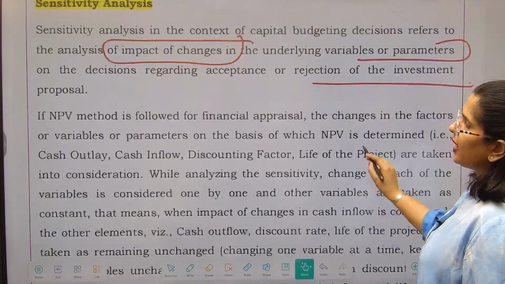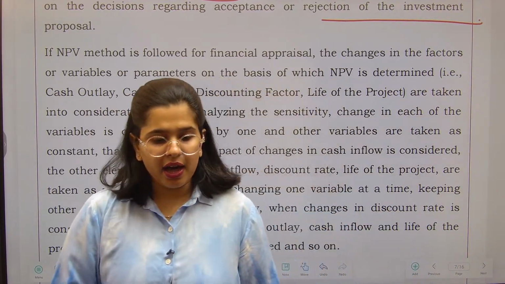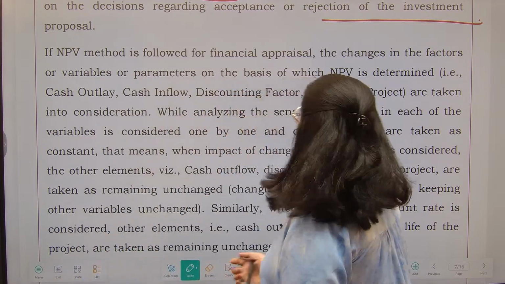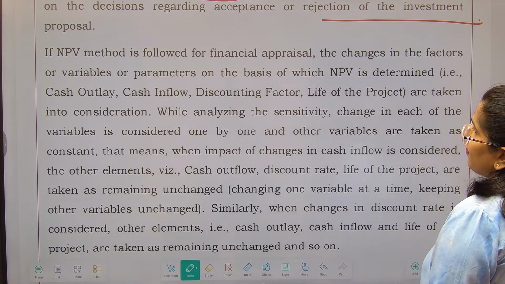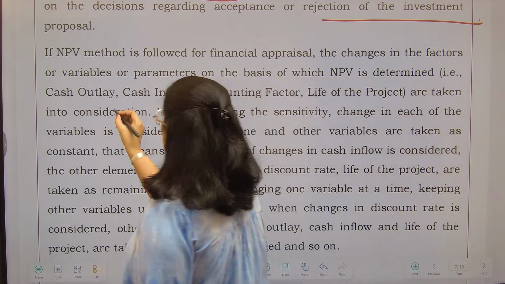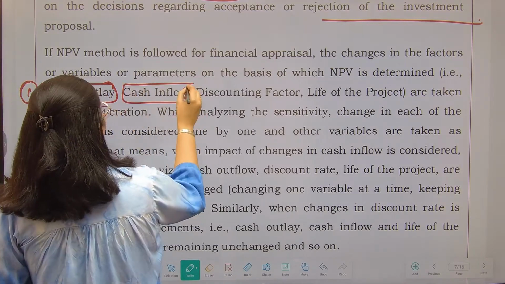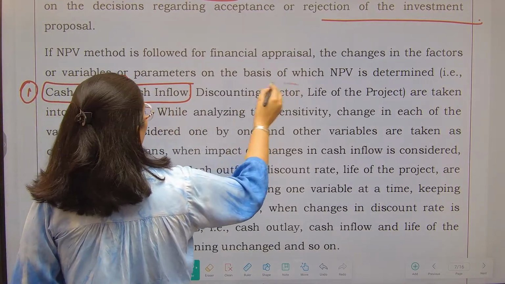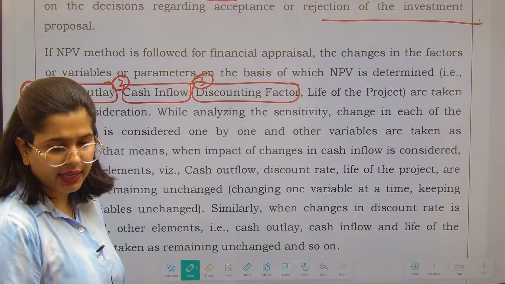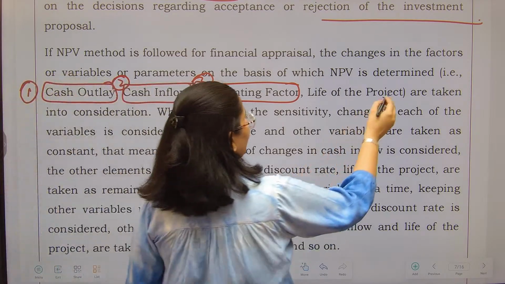Now, if we follow the NPV method for the financial appraisal, we have seen a lot of methods are there. ARR method is there, NPV method is there, IRR method is there, right? So, if there are changes in the factors or variables on which the NPV is determined, for example, what are the factors? What will be our outflow? That means the amount which will be needed. What is the income that we will be getting? What is the discounting factor or the minimum return that we want? Okay, what is that minimum return that we absolutely must have? Then what will be the life of the project?